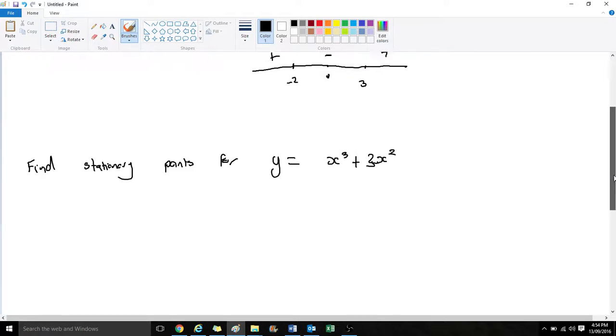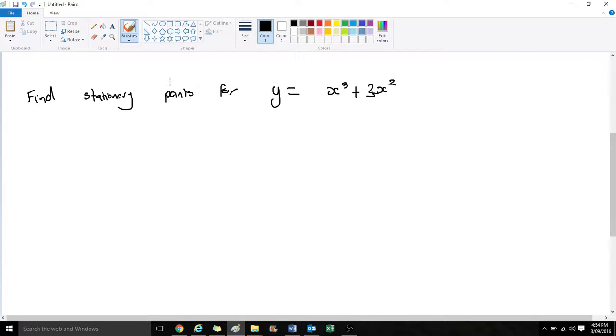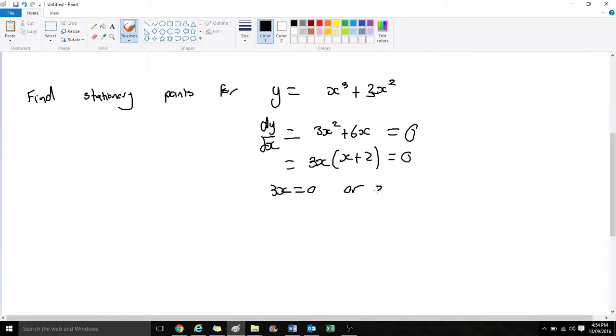Now if we look at how we're going to find stationary points for a function like this, basically what we're going to do is find dy/dx and then find when dy/dx equals 0. So the derivative of this one is 3x^2 + 6x, and if we're going to make this equal to 0, we're just going to need to factorize it. A common factor is 3x. That leaves us with x + 2 = 0. So either 3x = 0 or x + 2 = 0. So x = 0 or x = -2.